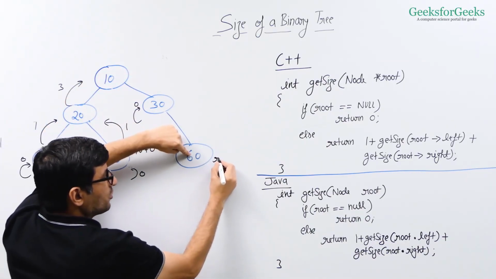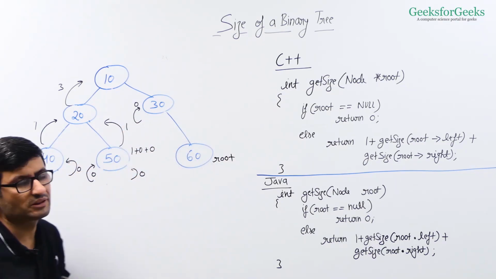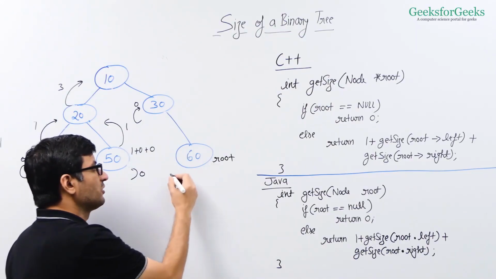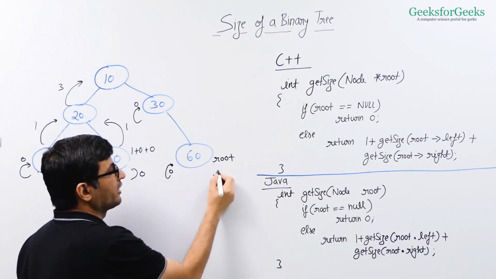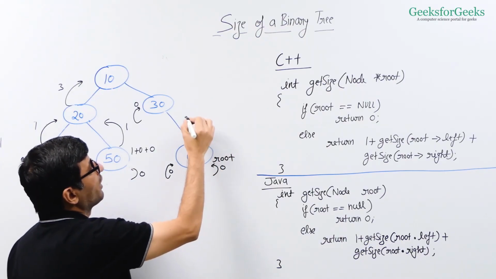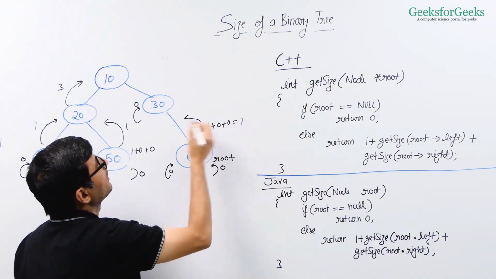Now this is your new root, and you will begin execution from the first line whenever recursion happens. And when you call for the left of it, it's going to return 0. When you call for the right of it, it's going to return 0. So it's going to return 1 plus 0 to its parent, which is 1.